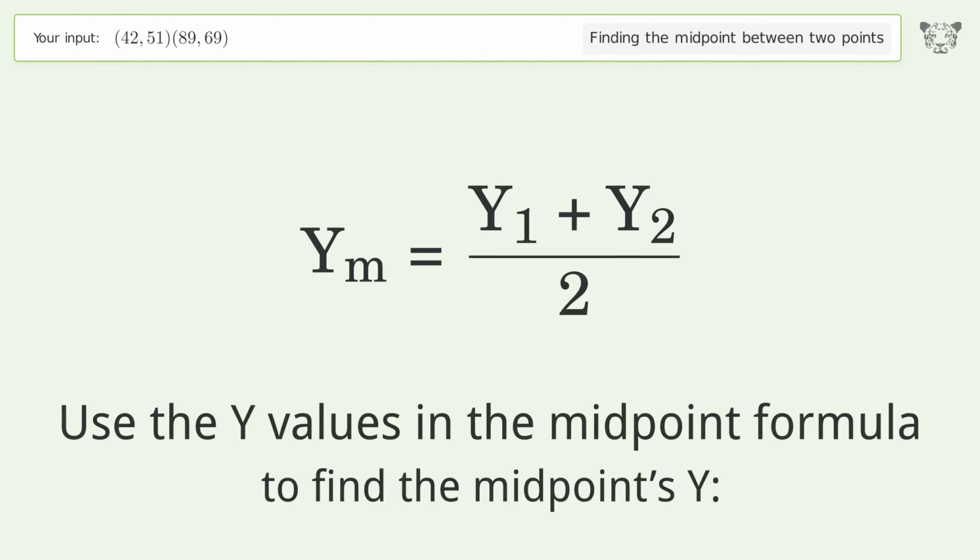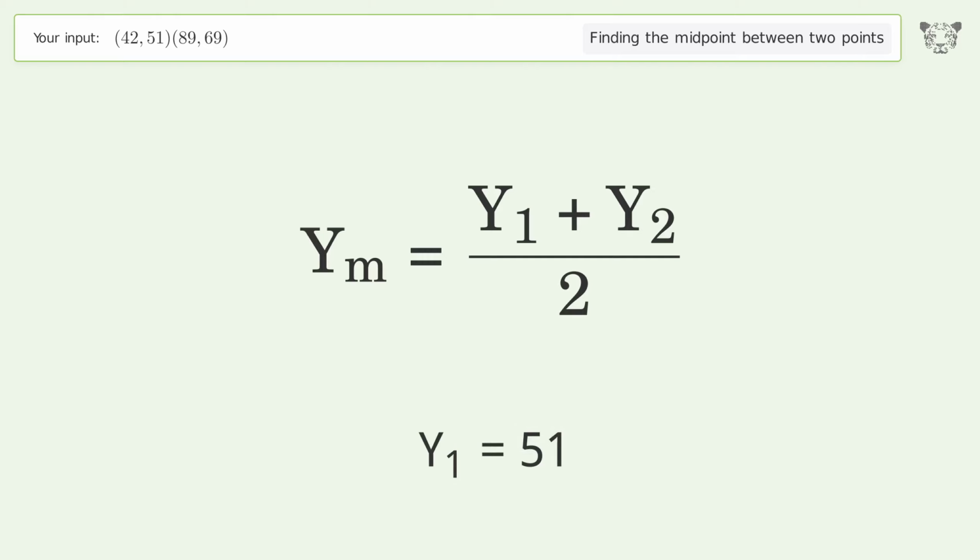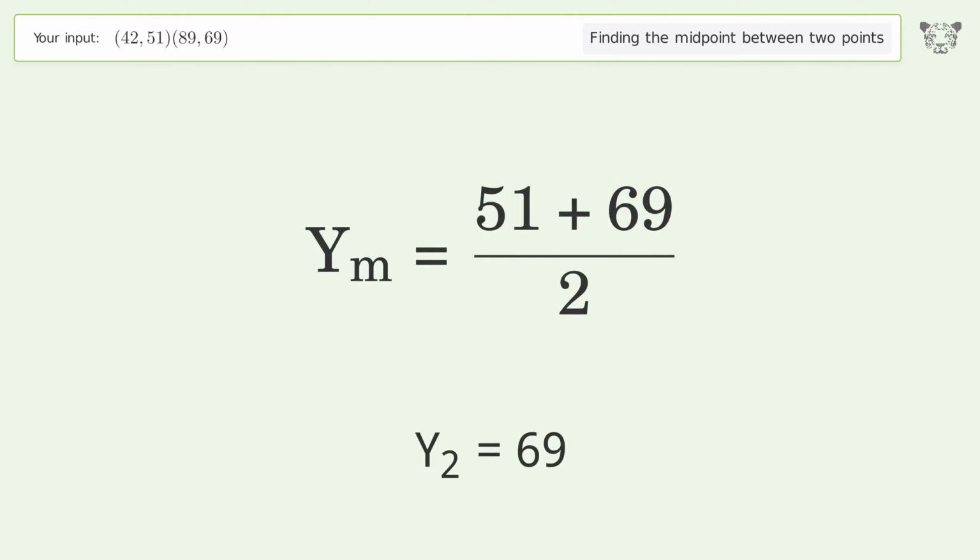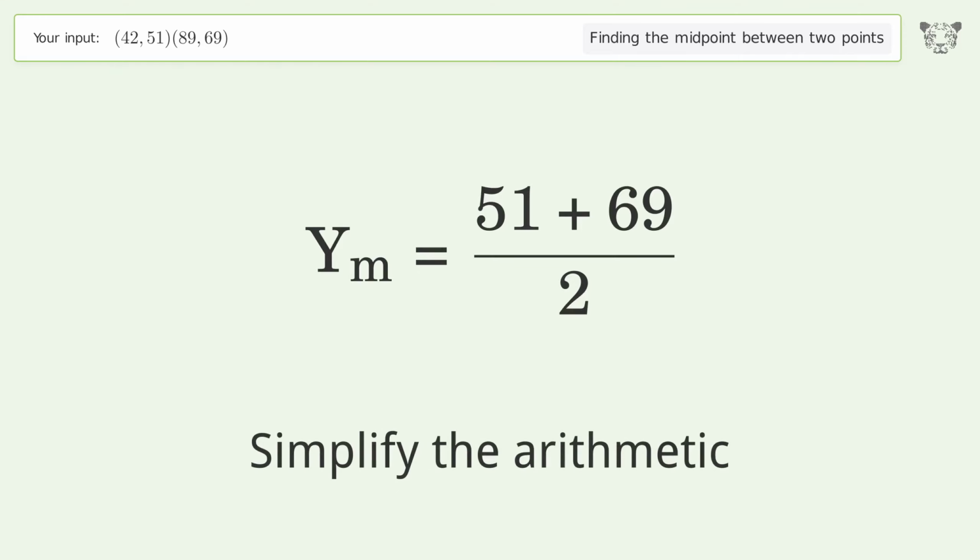Use the y values in the midpoint formula to find the midpoints y. y1 equals 51. y2 equals 69. Simplify the arithmetic.